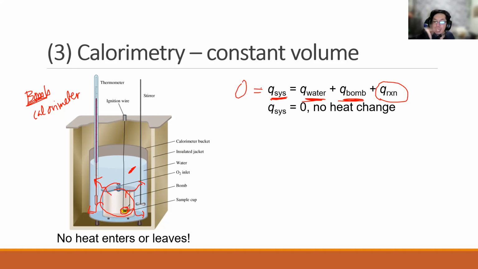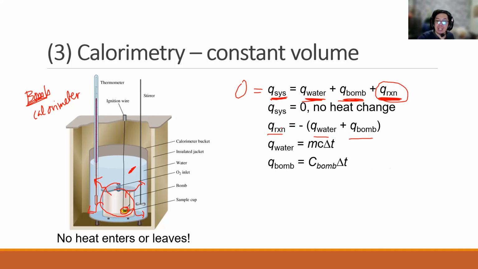So we can actually manipulate the equation so that we can easily calculate the Q reaction by having the sum of Q water and Q bomb, then a negative sign. Of course, the equation is flipped. And recall, to get Q water, you'll have mC delta T, right? Then to get the Q bomb, heat capacity of the bomb times delta T. Then for a reaction at constant V, actually we can't get the Q reaction as delta H.